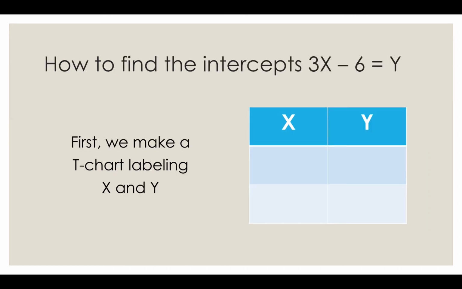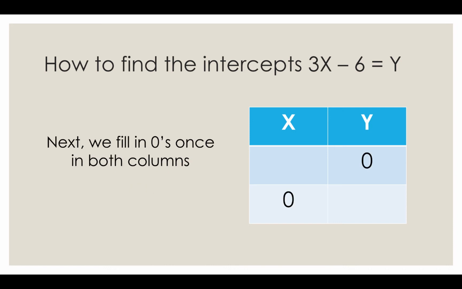Now let's try to solve for some intercepts. We are going to use the equation of 3x minus 6 equals y. First, we make a t-chart with one column being x and the other y. Now we add zeros, one in each column.